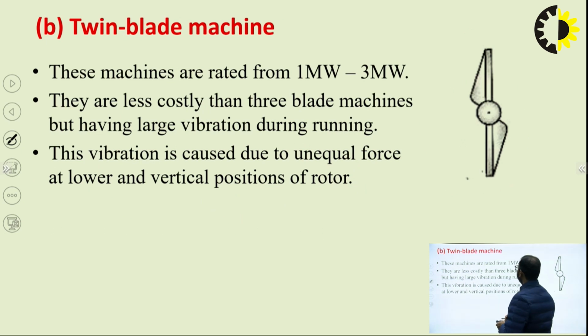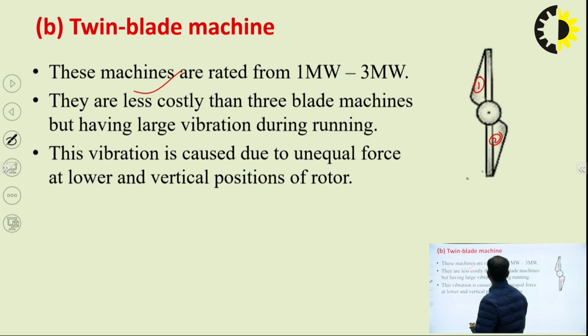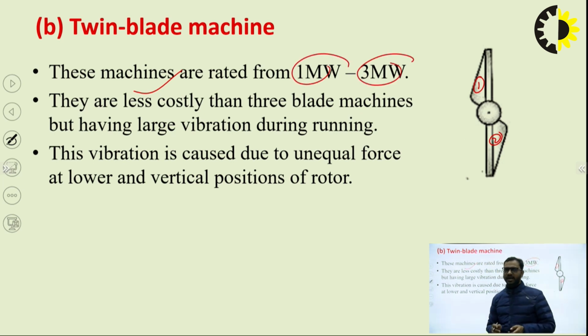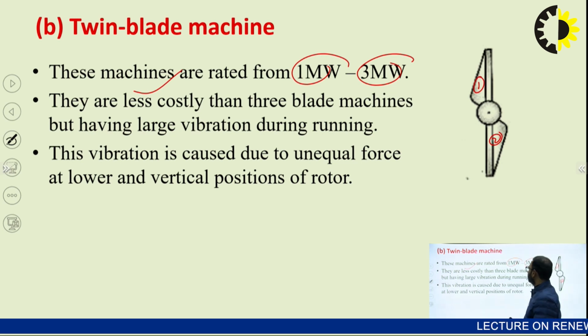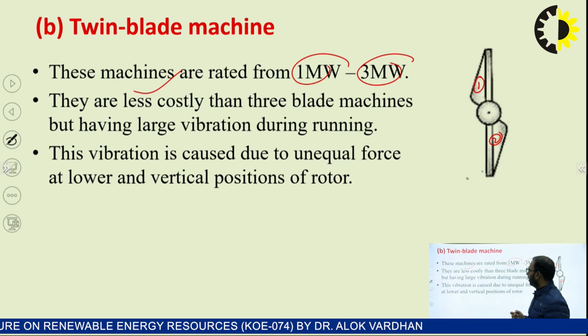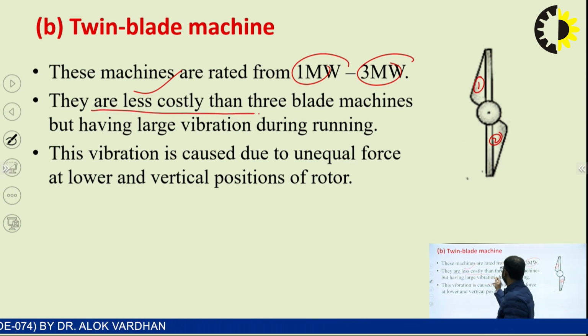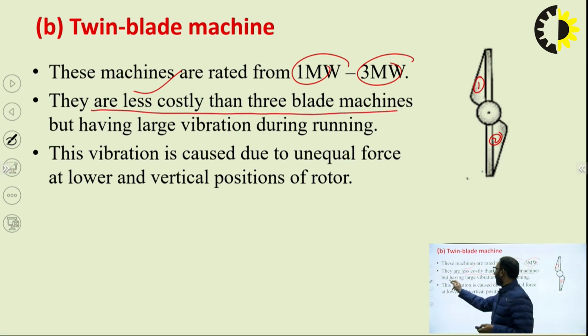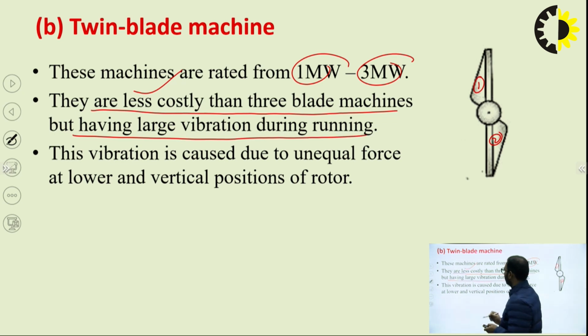Second one is twin blade machine. Here there are two blades, blade number 1 and blade number 2, so it is called twin blade machine. These machines are rated from 1 megawatt to 3 megawatt. In other words, by using the twin blade machine, we can generate power from 1 megawatt to 3 megawatt. They are less costly than three blade machines, but have large vibration during running.